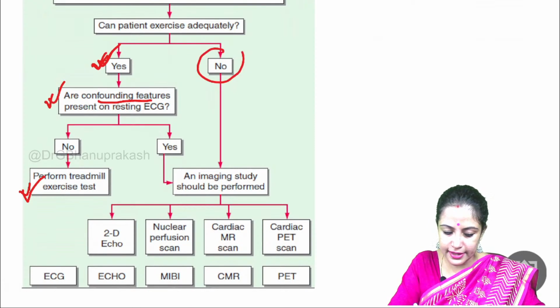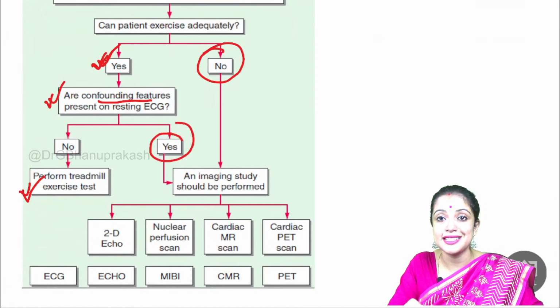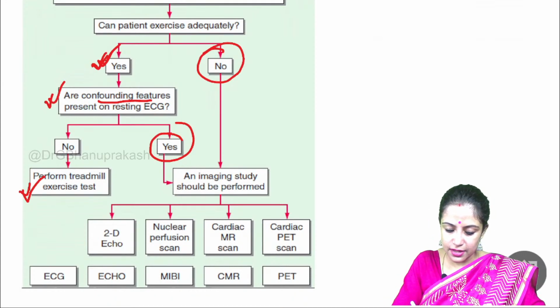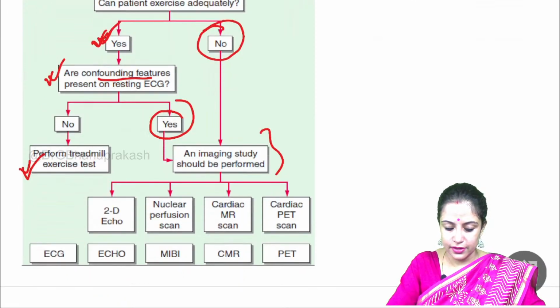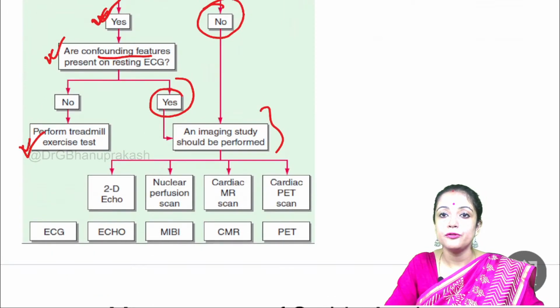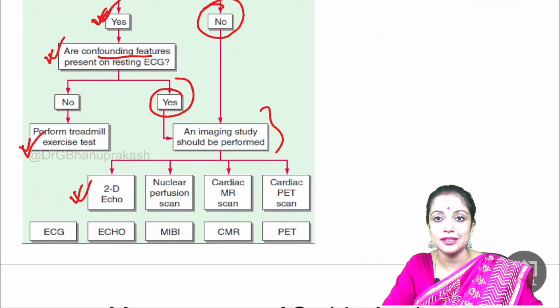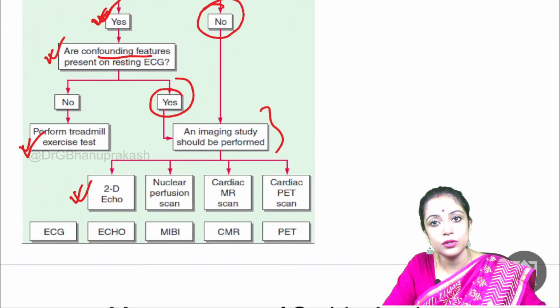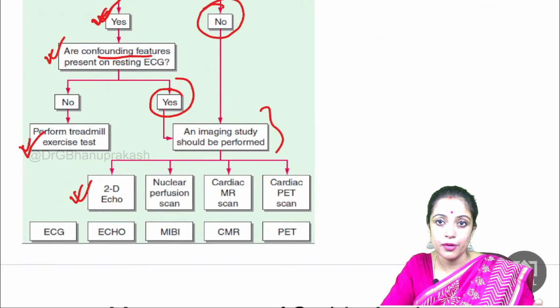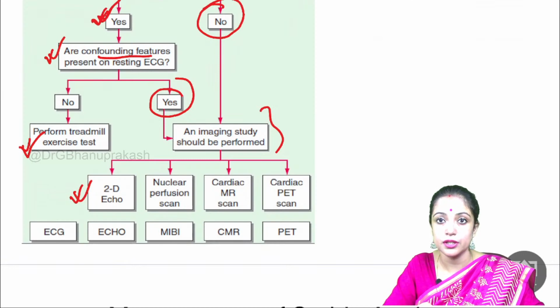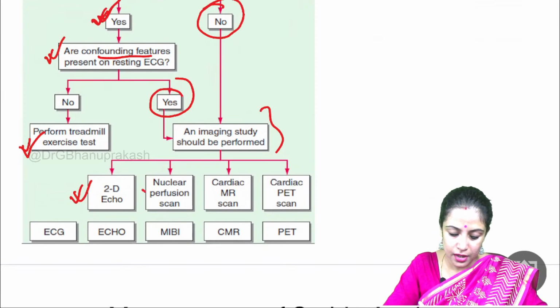If the patient cannot exercise or if there is confounding features in the resting ECG, then we cannot subject the patient for exercise stress test. In these cases, imaging is necessary. So we will perform imaging as I have already mentioned. Two-dimensional echo can be done. A normal two-dimensional echo also can be done, and with stress echo, that is with pharmacological stress also, 2D echo can be done. Better idea.